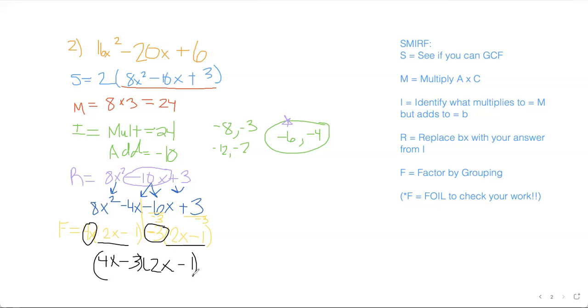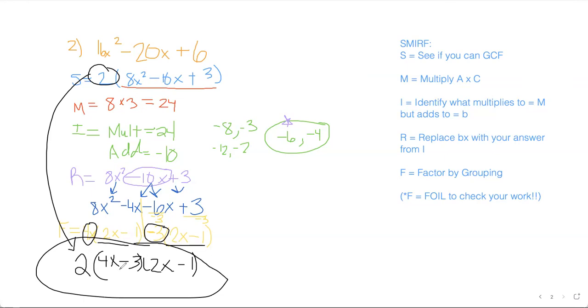And then if you would like to FOIL to check your work, if you FOIL it back out, oh, wait, we forgot something. We forgot this 2. Now here's where the 2 comes back in. So now you can take this 2, drop that like it's hot, put it on the outside of the parentheses, and now this is the final factored version. You could FOIL this out and then multiply everything by 2, and it will get you back to the original 16x squared minus 20x plus 6.